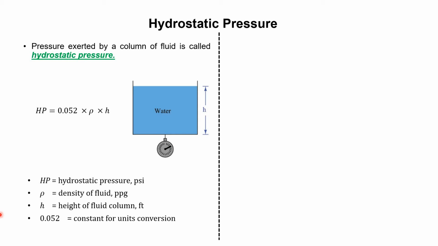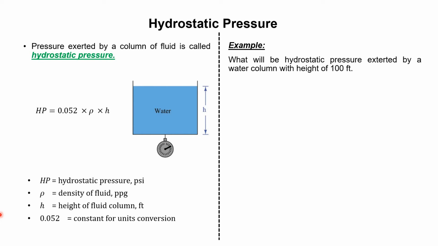To make our understanding further clear, we can discuss an example. Here we have an example: what will be the hydrostatic pressure exerted by a water column with a height of 100 feet? So we can use this formula. HP is equal to 0.052 into rho into H.